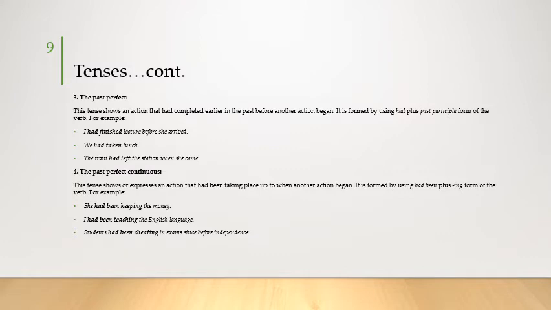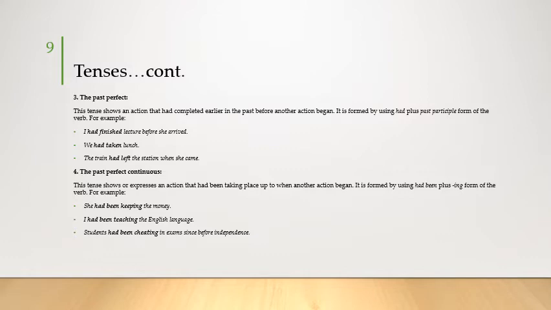I had finished lecture before she arrived. So two actions were done here: finishing of the lecture, arrival of someone, all in the past. One should be in the past perfect, and then the other should be in simple past. I had finished lecture, past perfect, before she arrived, simple past.